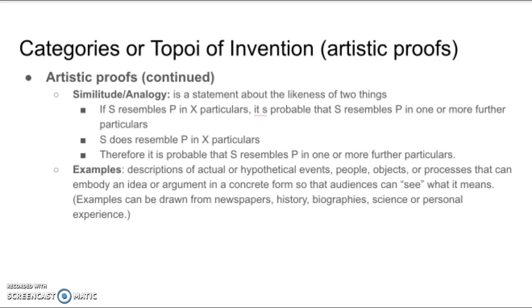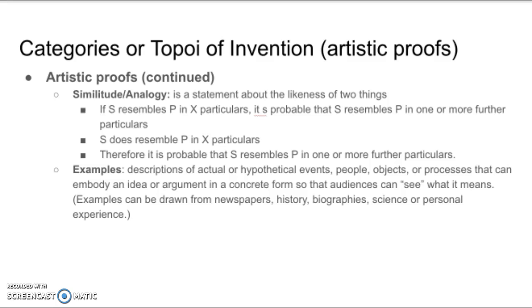So in other words, if a dog resembles a wolf in these certain aspects, it's probable that S resembles P in 1 or more further particulars. So it's probable that dogs resemble wolves in more than one way. Okay? That'd be the first sort of establishment of that line of logic or reasoning.